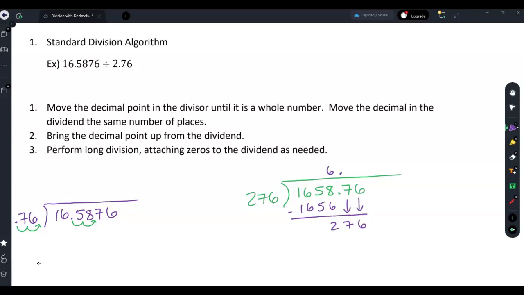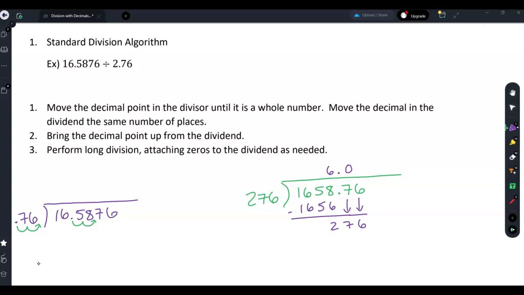276 doesn't go into 2. It also doesn't go into 27. But I'm missing a digit in this spot, right? So I need to put a placeholder 0 here. And that's really the same thing as saying that 276 goes into 27 0 times, right? And if you want to show that you can, 0 times 276 is 0 and then subtract, but you don't have to necessarily do that. You just have to remember to put that placeholder.